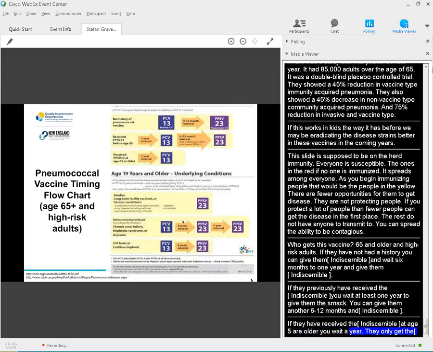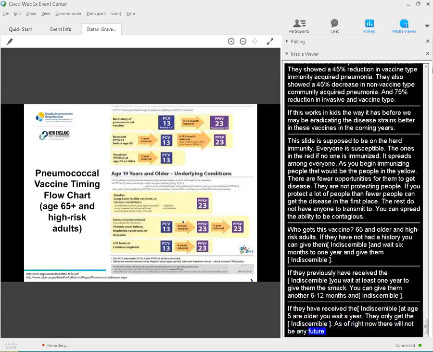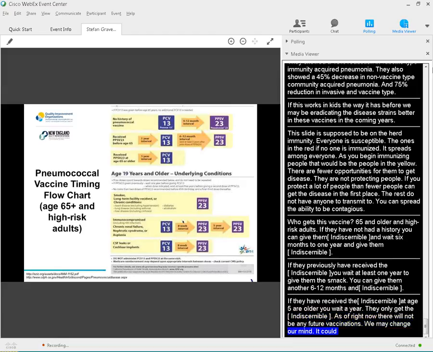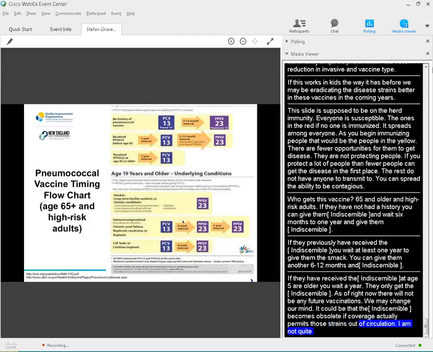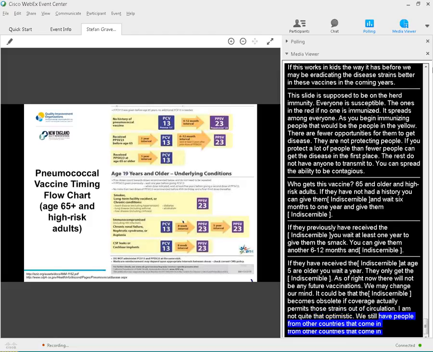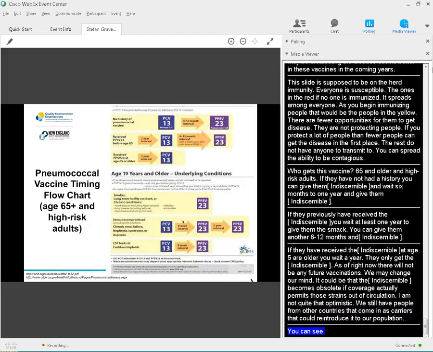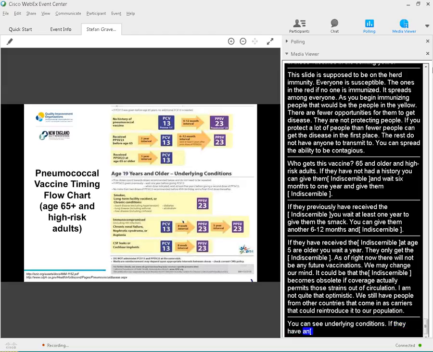And PCV13 usage might change, but it could also be that the PCV13 becomes obsolete if coverage actually removes those strains completely out of circulation and nobody gets the disease anymore. I'm not quite that optimistic. In this country, we still have people from all the other countries that come in as carriers that potentially reintroduce it to our population. So below, you can see underlying conditions, long-term care facility residents, chronic conditions, so forth. Still, PPSV23 is recommended. If they have on top of that immunocompromise, chronic renal failure, nephrotic syndrome, asplenia, then you have a regimen much like the middle one up on the top.